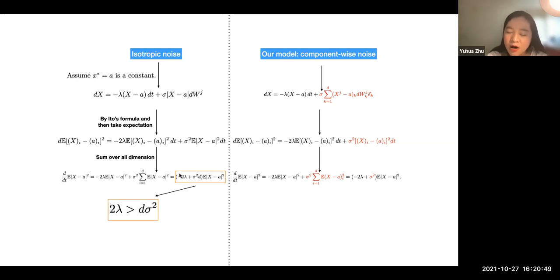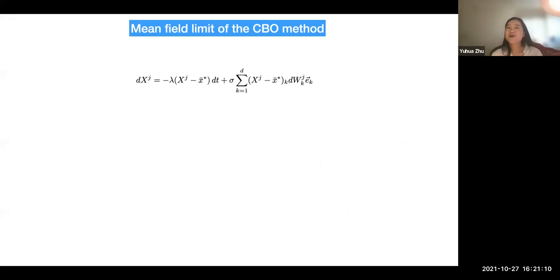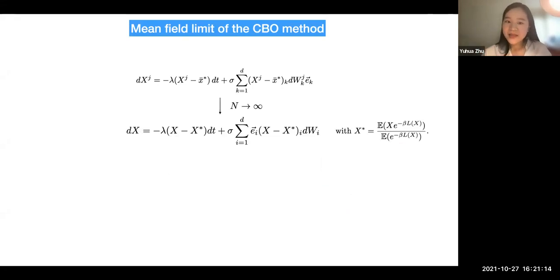That needs the constant before this term to be less than zero, which gives us a condition for this x to converge to a, which is that two lambda needs to be larger than d times sigma squared. In our case, we only need two lambda to be larger than sigma squared, which is a condition that is independent of dimensionality. We can also prove the more complicated case.